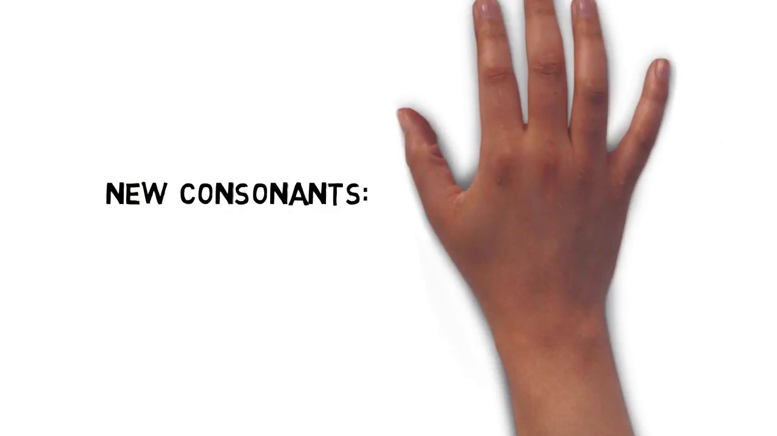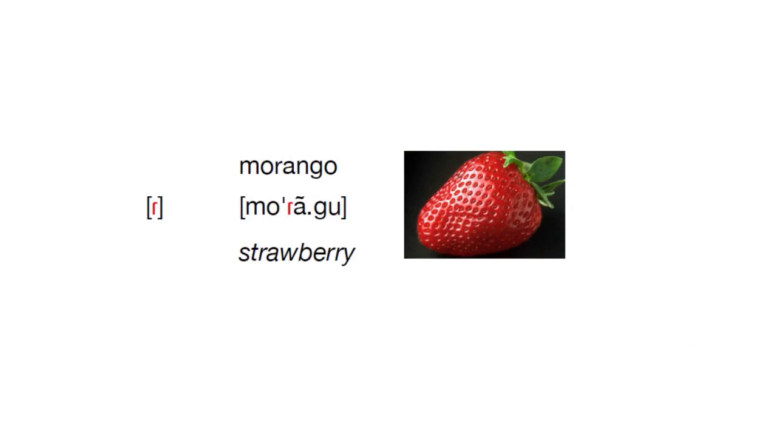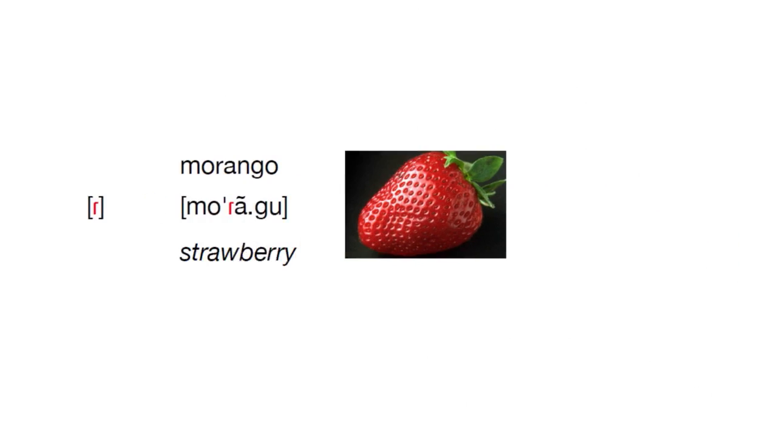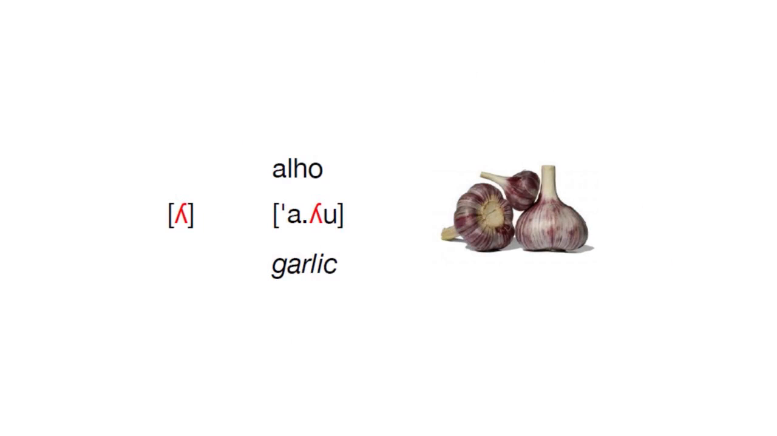Finally, we went over 3 totally new consonants. There was a tapped R, as in morango. There was ny as in uña. This was an N made with the middle of your tongue against the roof of your mouth. And ly as in alho. An L made in that exact same spot, this time letting the air flow over the sides of your tongue. And that is it for Portuguese's consonants. Next up, vowels.